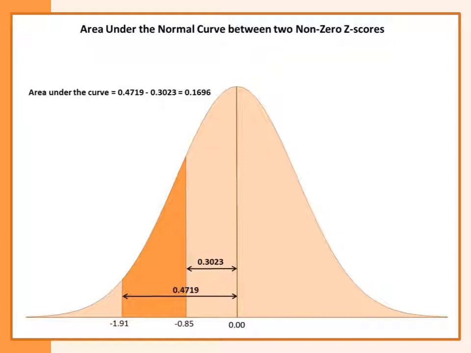We see that 0.4719 proportion of the curve falls between the mean of 0 and a z-score of minus 1.91, and we see that 0.3023 proportion of the curve falls between the mean of 0 and a z-score of minus 0.85. Because we're interested in the area between the two z-scores, and they both fall on the same side of the curve, we'll subtract the smaller area from the larger area. So 0.4719 minus 0.3023 indicates that the proportion of the curve that falls between a z-score of minus 1.91 and minus 0.85 is 0.1696, or about 17% of the curve.